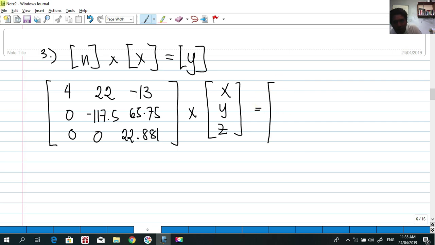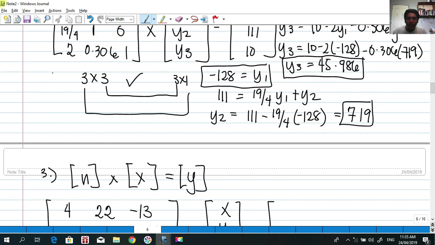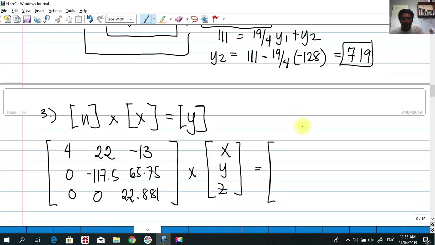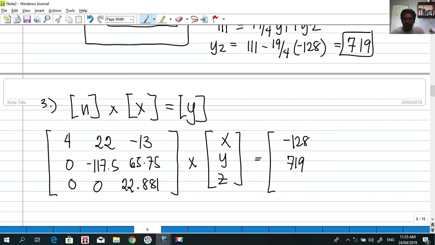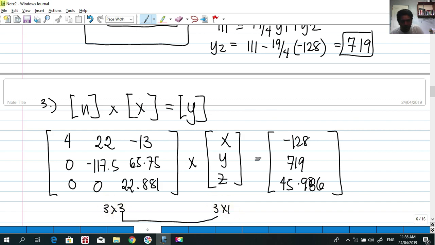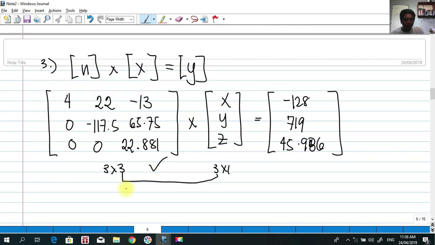That is equivalent to our matrix y, of which our matrix y is this. We have gotten it. Y sub 1 is negative 128. Y sub 2 is 719. And y sub 3 is 45.986. So as you can see here, we have a 3 by 3 matrix. Here, we have a 3 by 1 matrix. So we can multiply this because these two are equal. And it will produce a 3 by 1 matrix, which is this. Okay? So 3 by 1.